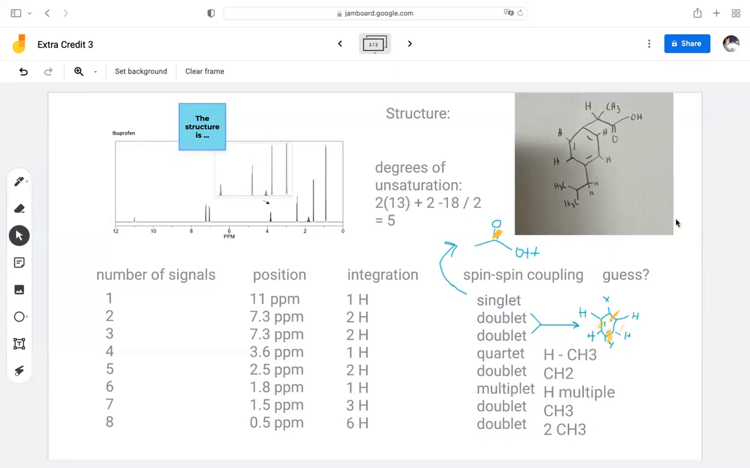So that is the final structure of ibuprofen. Again, a more complex structure. But this table is very good in making guesses. And once you have the guesses, you're able to deduce your final structure.